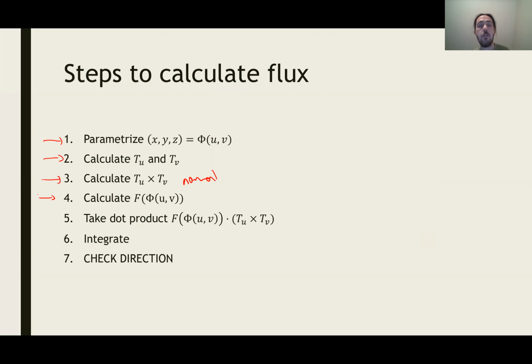Then we've got to calculate what's our vector field doing at this particular point. We take the dot product of that with our normal, and then we integrate. And then the final step is that we have to check direction. We have to make sure we understand what direction this is flowing through the surface.